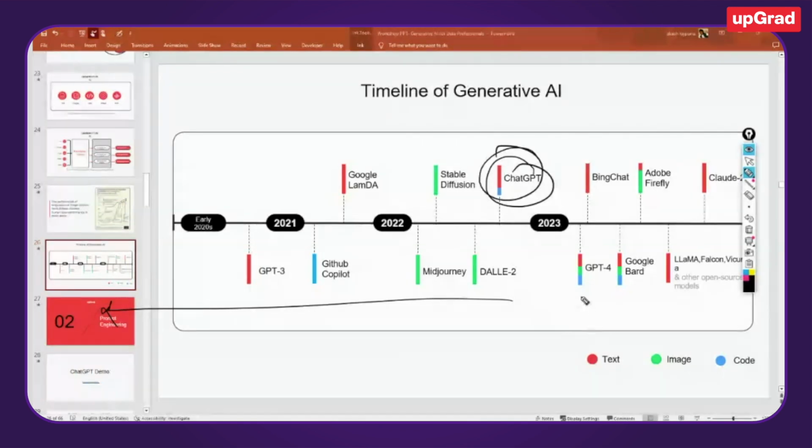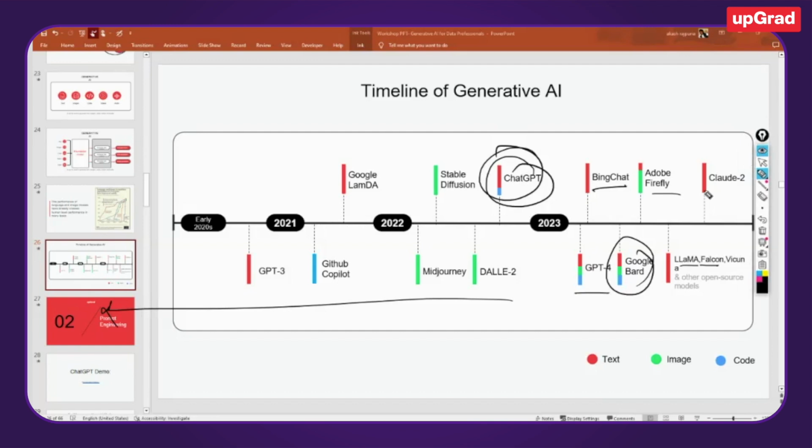After that, now you have a lot of things. GPT-4, Google Bard, then Bing Chat, Adobe has added it in their Firefly. Then Llama, recently Facebook launched the Llama 2 version. Falcon, this is open source. Now the biggest thing is that you need to pay for GPT-4 or the GPT models. Yes, you need to pay for it.